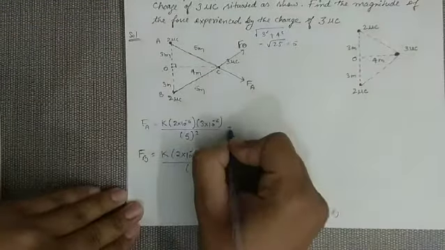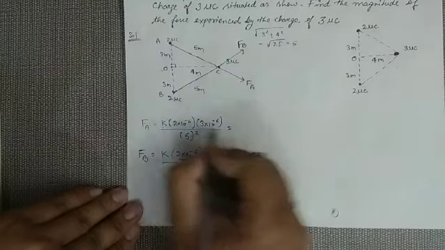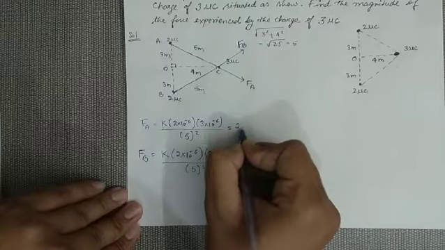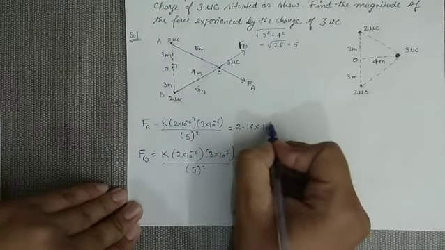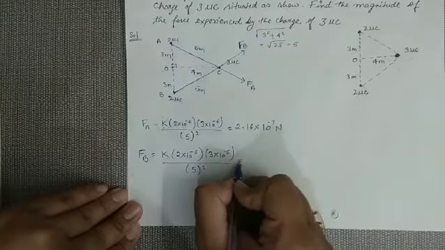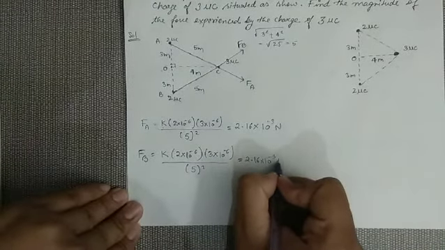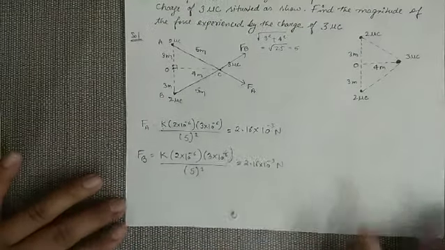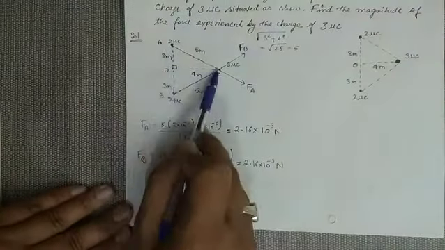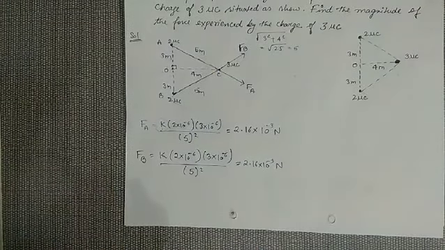So on solving, the value of K is 9 into 10 to the power 9. So substitute it and you will get something about 2.16 into 10 to the power minus 3 Newton, and this is also the same, 2.16 into 10 to the power minus 3 Newton. We haven't calculated the net force yet. We have calculated force due to A and force due to B. Now we have to find the net force.